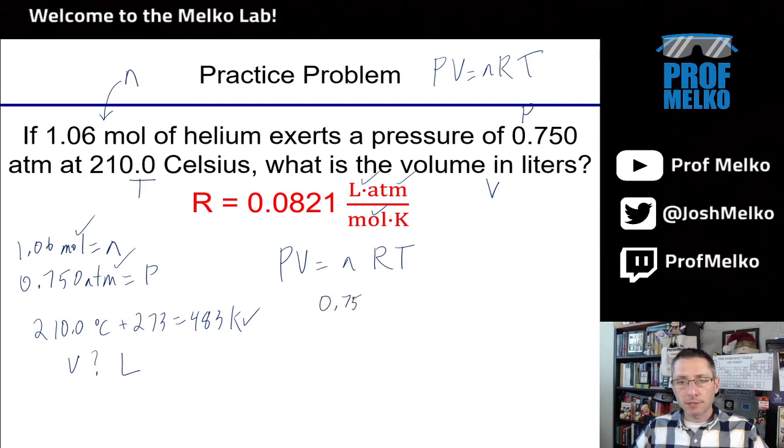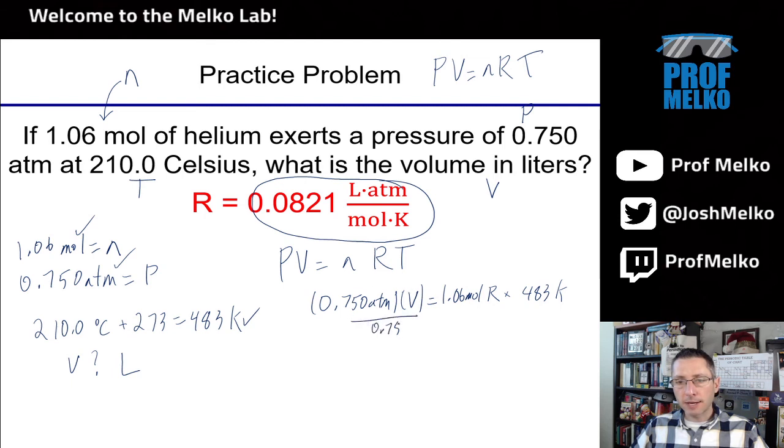P is 0.750 atmospheres times V, that's what I'm looking for, my unknown, equals 1.06 moles times R times 483 Kelvin, where R here is 0.0821 liters atmospheres per mole Kelvin. Now to solve for V, I'm going to divide both sides by 0.750 atmospheres.